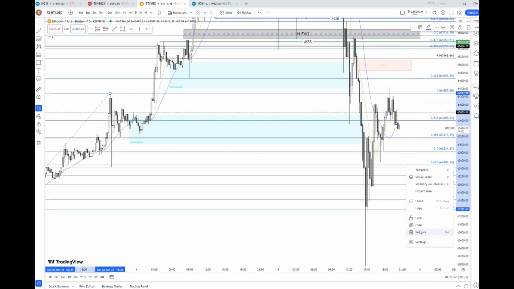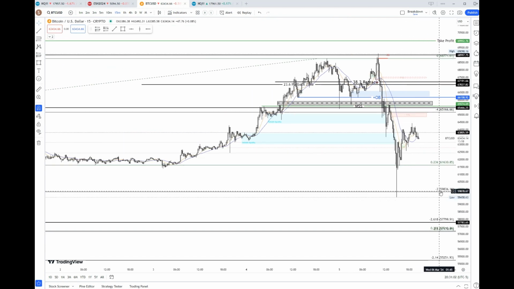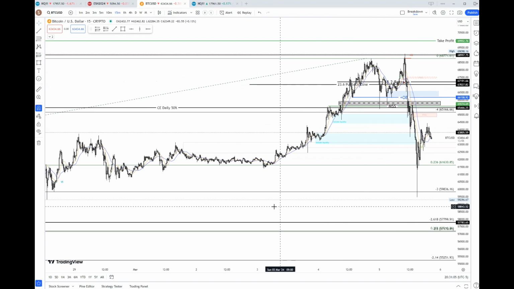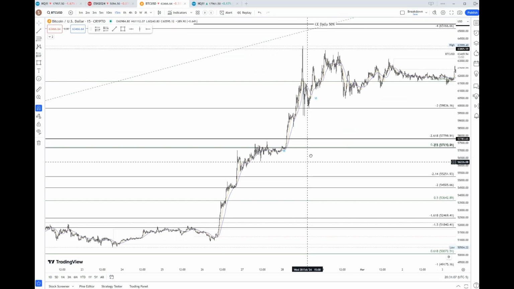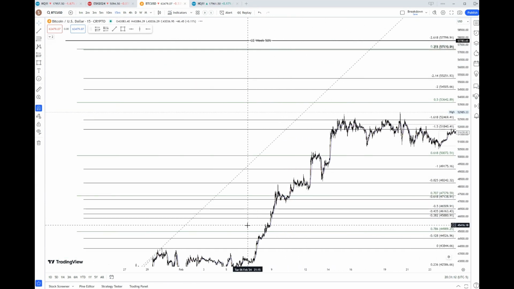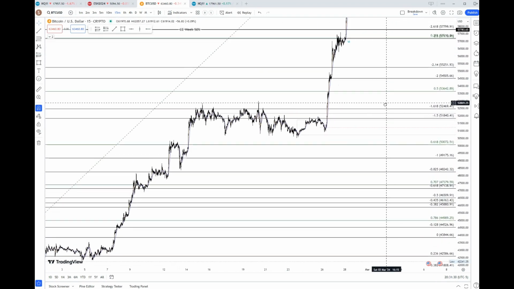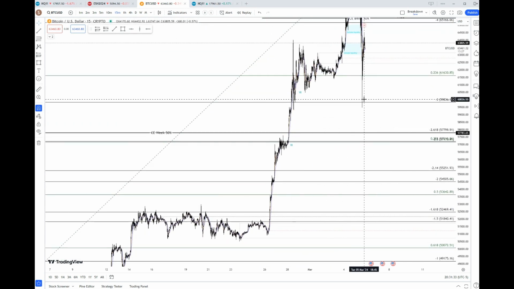All right, I'm going to delete that. Clean everything up a little bit. We pulled back to this -3 standard deviation. Where did we get that? From this leg. This first leg here. From the bottom at 38,514 to basically 44,000. That is a -3 standard deviation from that move right there.